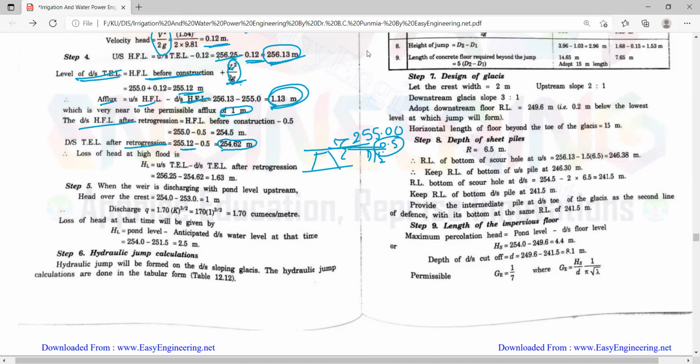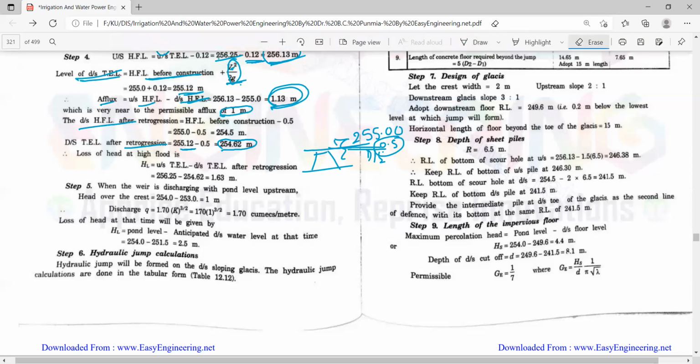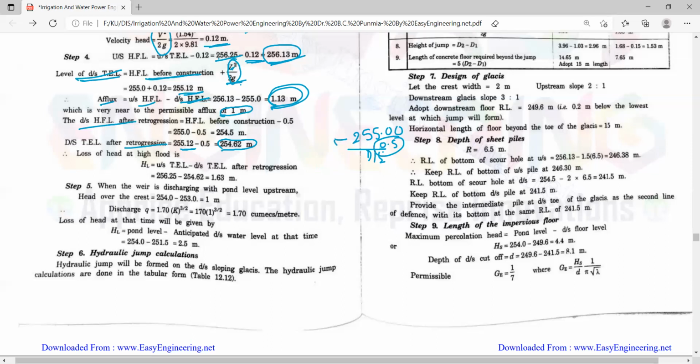Okay. Now I want to calculate loss of head. How to calculate loss of head? Loss of head is nothing but loss of energy. That is, the energy on the upstream side minus the energy on the downstream side will be the loss of head. So loss of head will be equal to total energy on the upstream side minus total energy on the downstream side. Upstream side total energy is 256.25. Downstream side after considering retrogression effect is 254.62. So 1.63 will be the loss of head. Loss of energy will be 256 point.